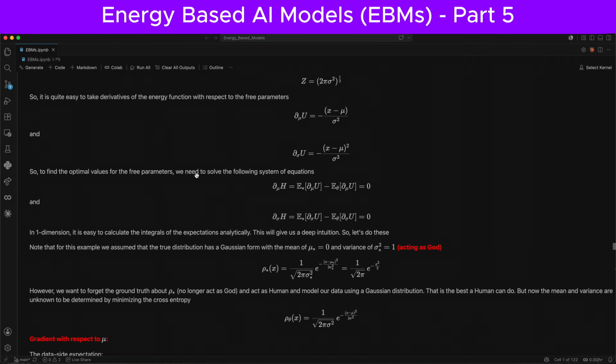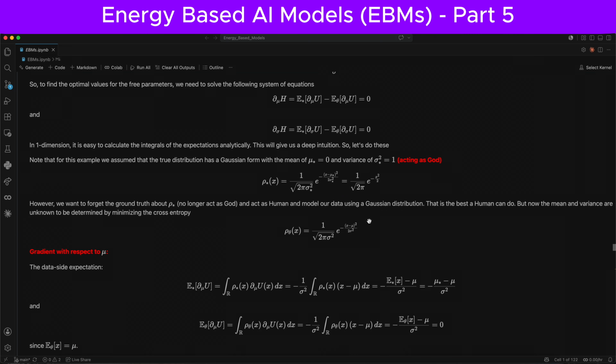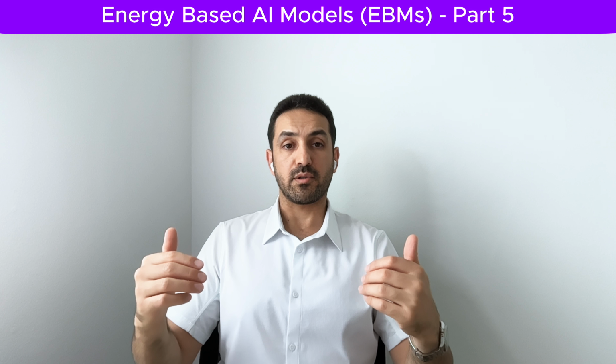So to find the optimal values for the free parameters, we need to solve two equations. The derivative of h with respect to mu equals 0, and the derivative of h with respect to sigma equals 0. In one dimension, it is easy to calculate the integrals related to the expectations analytically. This will give us a deep intuition. Note that for this example, we assumed that the true distribution has a Gaussian form with mean 0 and variance 1. That was us acting as God.